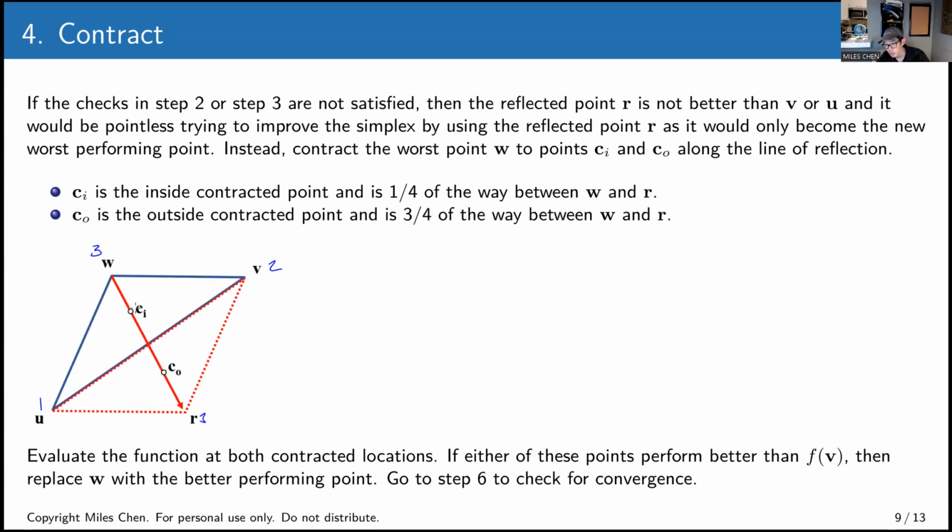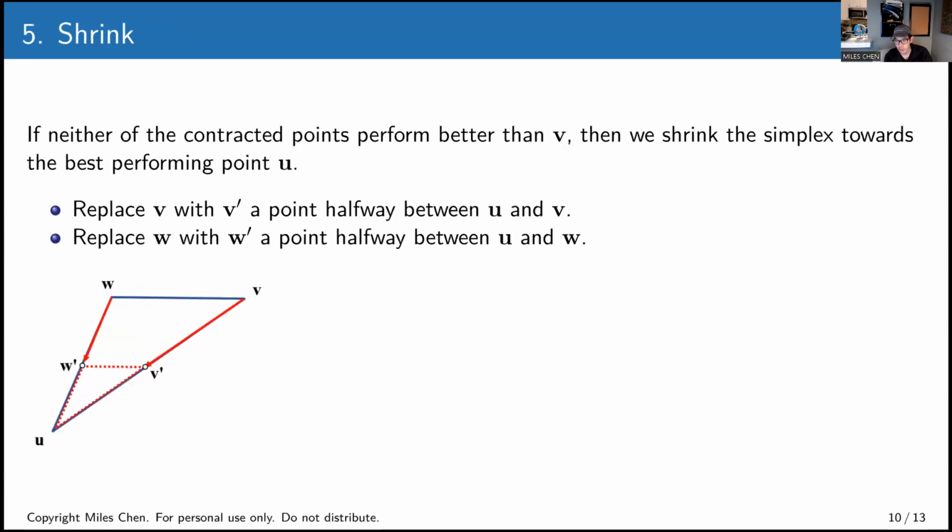You can think of the inside contracted point as 1/4 of the way between W and R, and the outside contracted point as 3/4 of the way between W and R, right? And we'll evaluate the function at the inside and the outside contracted locations. And if either of those outperforms V, then we will replace W with the inside or outside point, whichever one is better. And then we would check for convergence.